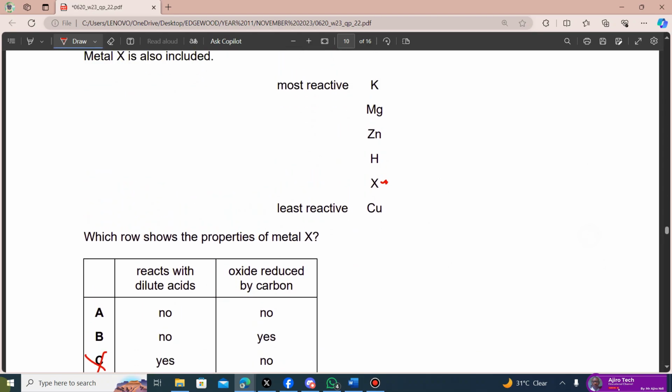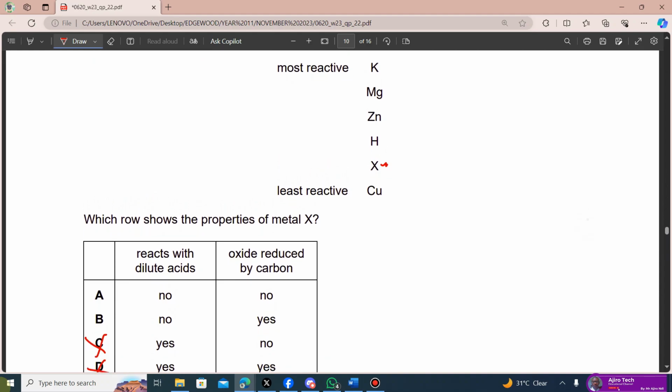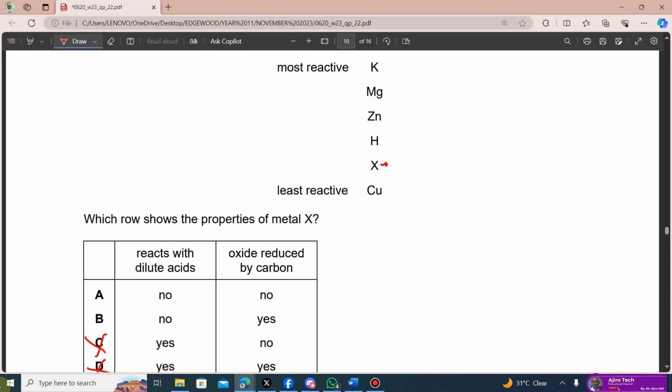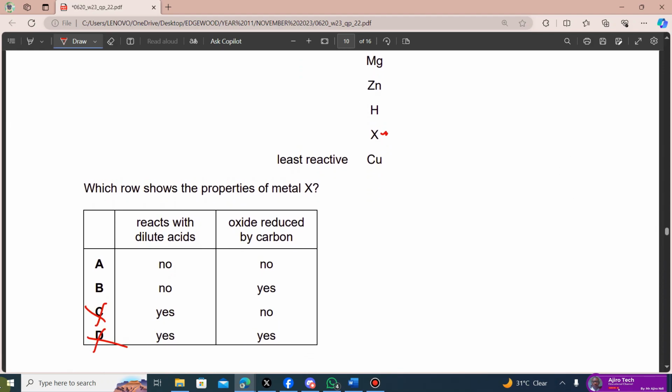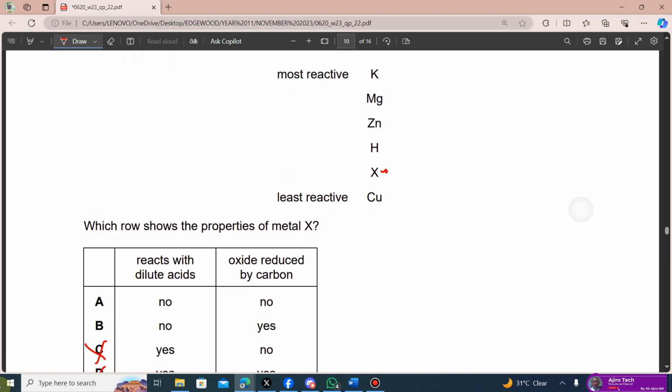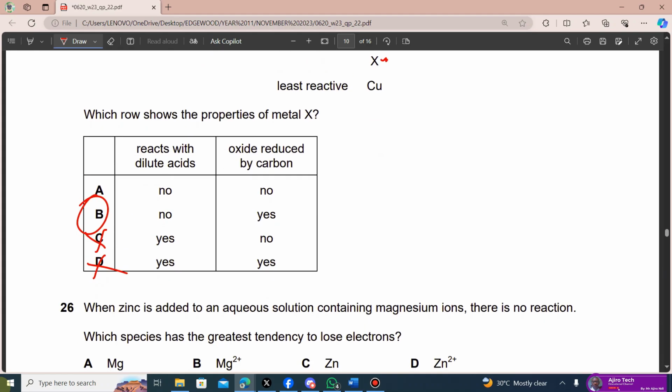Now, it says, will the oxide be reduced by carbon? If you look at it, it is way below hydrogen and carbon is somewhere around the middle here. So is the oxide going to be reduced by carbon? Yes, it's going to be reduced by carbon because it is below carbon in the reactivity series. So option B is the answer to this.